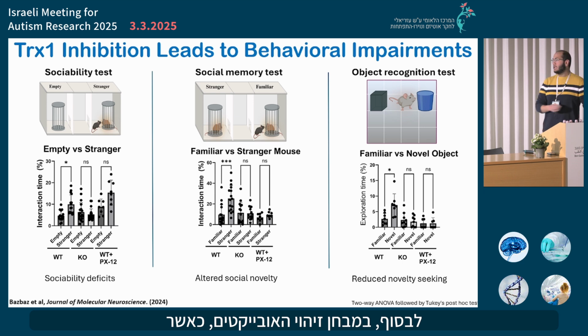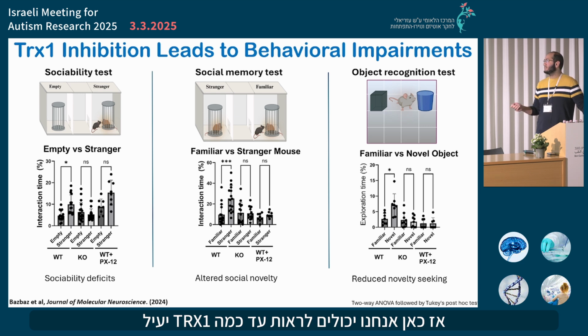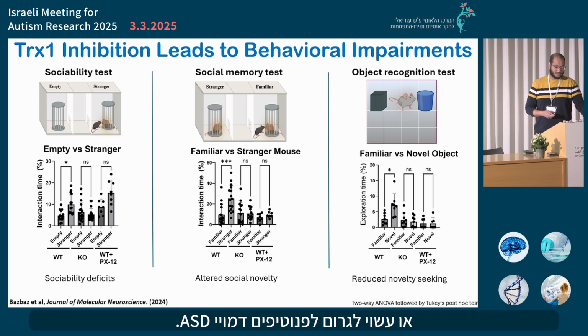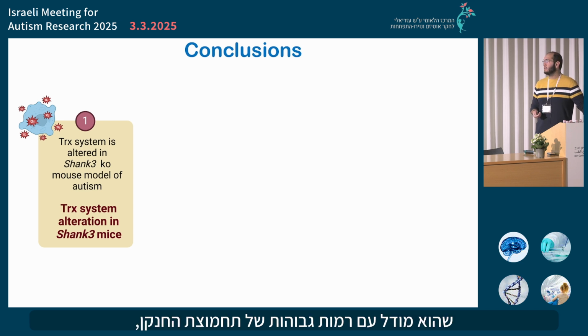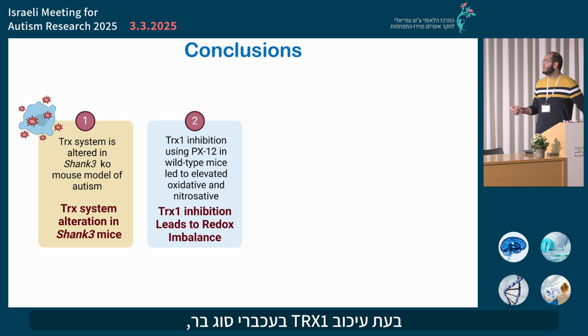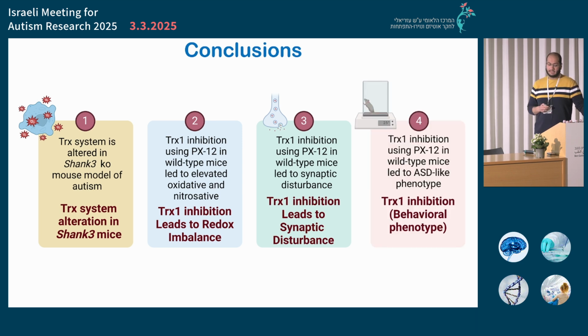Lastly, in the object recognition test, where the wild-type mice prefer to interact more with the novel object than the familiar object, the autism-like mice, the autism mouse model, have no preference for either one of them, and that's what we also see in the treated wild-type mice, indicating that the treatment leads to reduced novelty preference. So here we can see how much TRX1 matters in autism, and inhibiting it may induce ASD-like phenotypes. To conclude, in the Shank3 mouse model of autism, which is a model with high levels of nitric oxide, the TRX system is altered. When inhibiting TRX1 in wild-type mice, this can lead to redox imbalance, higher oxidative and nitrosative stress, and fewer antioxidants. This can also lead to synaptic disturbance and can induce ASD-like behaviors.